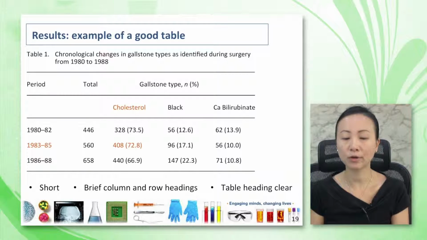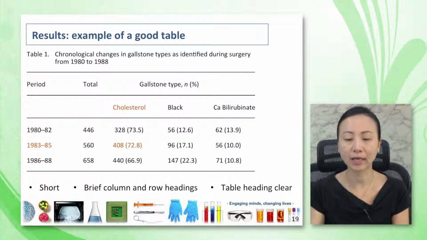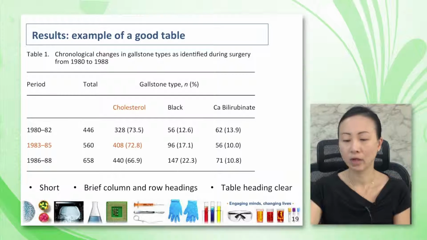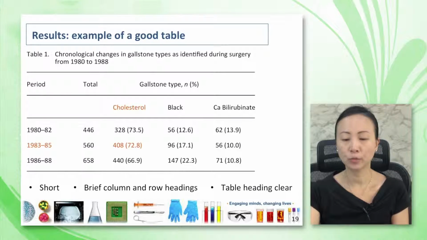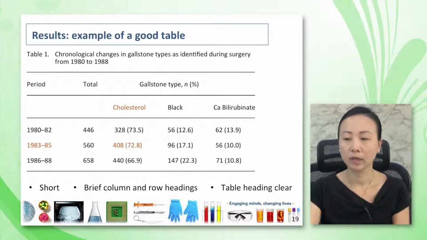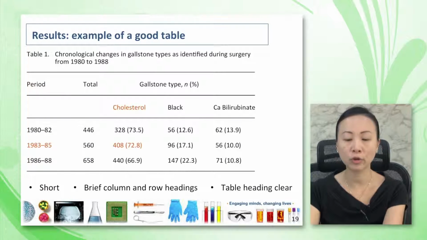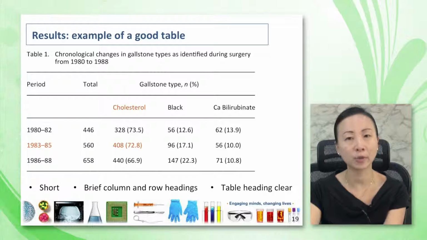It's not too crowded or too long, and because we read tables by scanning, it's easy for the reader to find what they're looking for. The column and row headings should be as brief as possible, with the important details kept in the table footnotes. The table heading concisely describes what the table is about. A good table should draw the reader's attention to the rest of the paper.